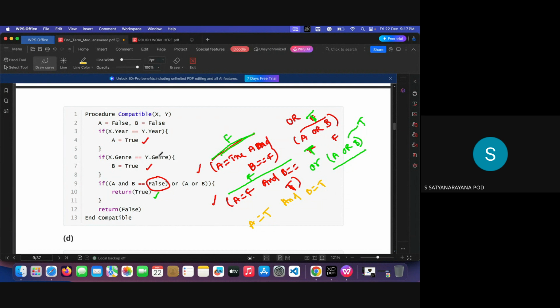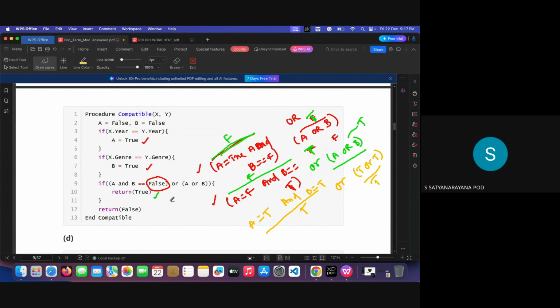Both are true. Year is same, gender is same, so what happens? True and true, what does it return? True. Fine. True or true, what does it return? True. So true and true is true. That means whenever gender is same and year is same, this condition is failing or passing.